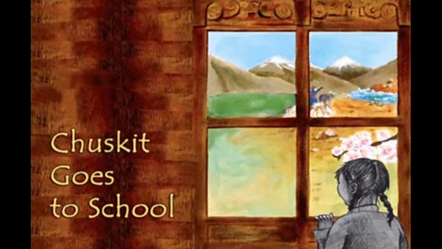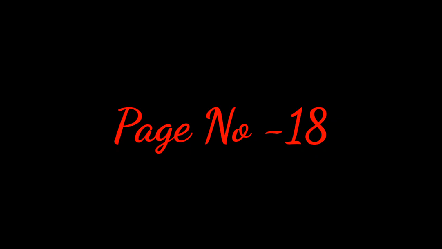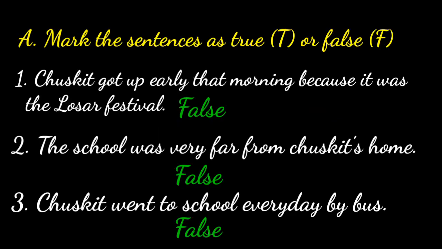Now we are moving to the book exercises and classwork. Are you ready, children? Now take your book. Page number 18. Exercise A. Mark the sentences as true or false. If the sentence is true, you have to write true. If the sentence is false, you have to write false.